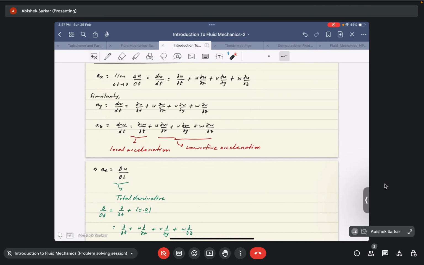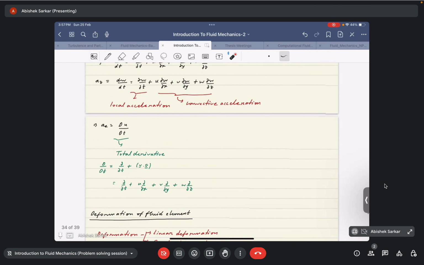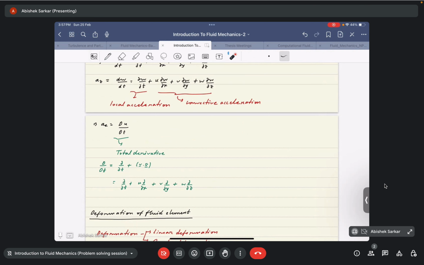So finally az will be given by ∂w/∂t plus u ∂w/∂x plus v ∂w/∂y plus w ∂w/∂z. In all this explanation, in the beginning it may seem quite cumbersome and difficult to remember, but it's quite simple actually. You can consider acceleration as an operator on the velocity component, okay.